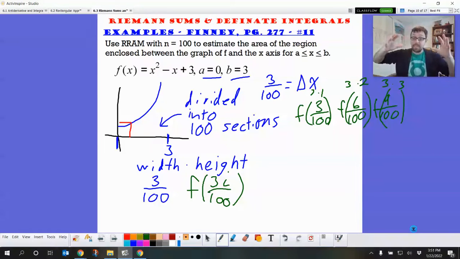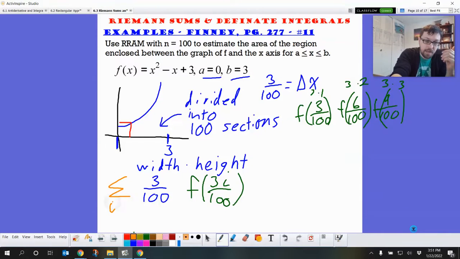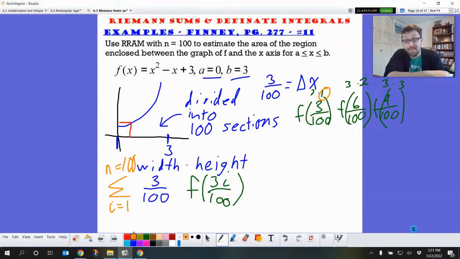So that would be one of the rectangles, but we have to get 100 of them. So we've got to add them all together. So we get a summation going. Our first i value is going to be 1 because we've got a 1 here, and then it'll increase by 2, and then 3, and then 4, and then 5. And the number of times that we're going to do this is 100. So we're going to keep going until i equals 100, and then we will stop.